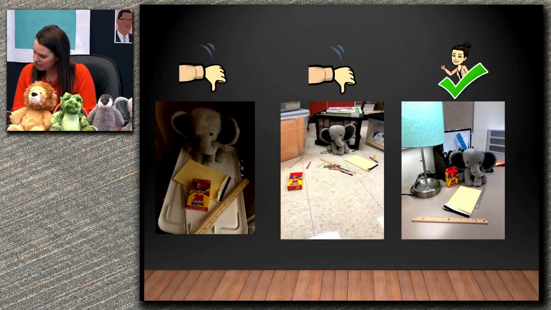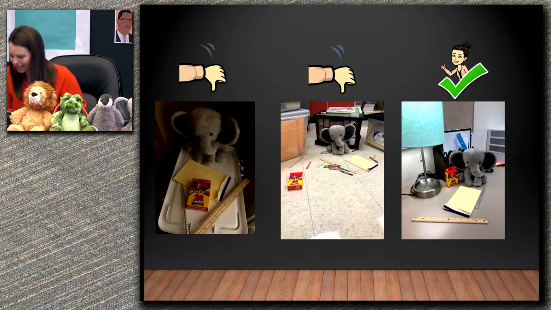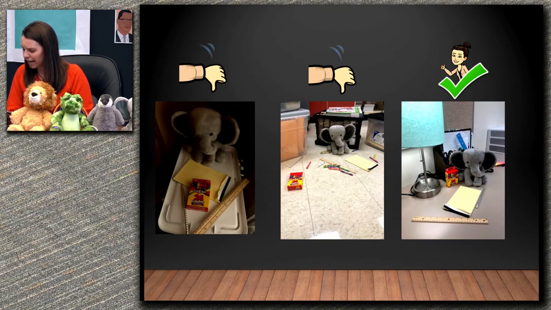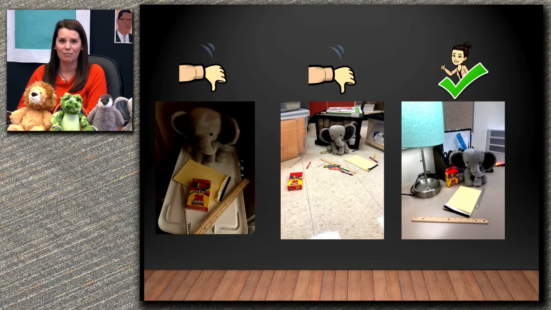Now, let's look at some of Mabel's workspaces and let's decide if Mabel made responsible choices for her workspace or if she needs to try again. So let's look. Look at that first one. Let's see, she has her materials. Oh, it's kind of hard to see that one. So maybe she's comfortable. She has her materials but I think it's just too dark in that first one. So we're going to say she needs to try again.